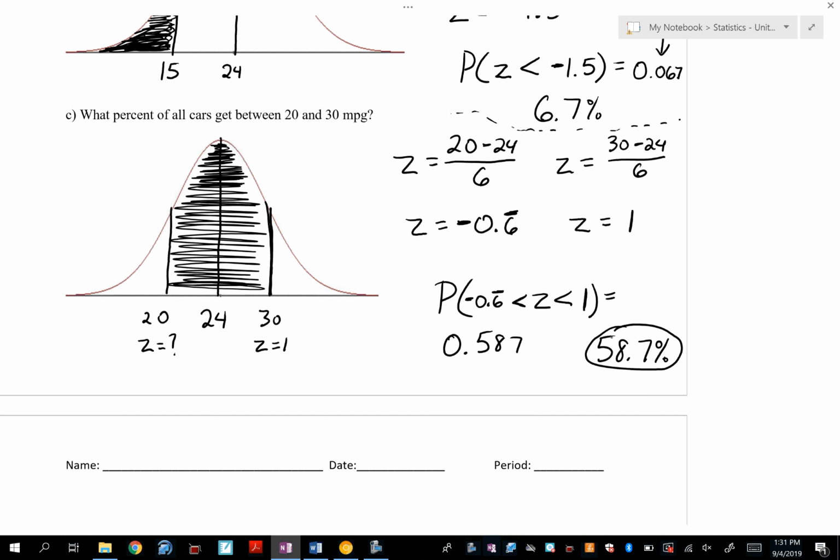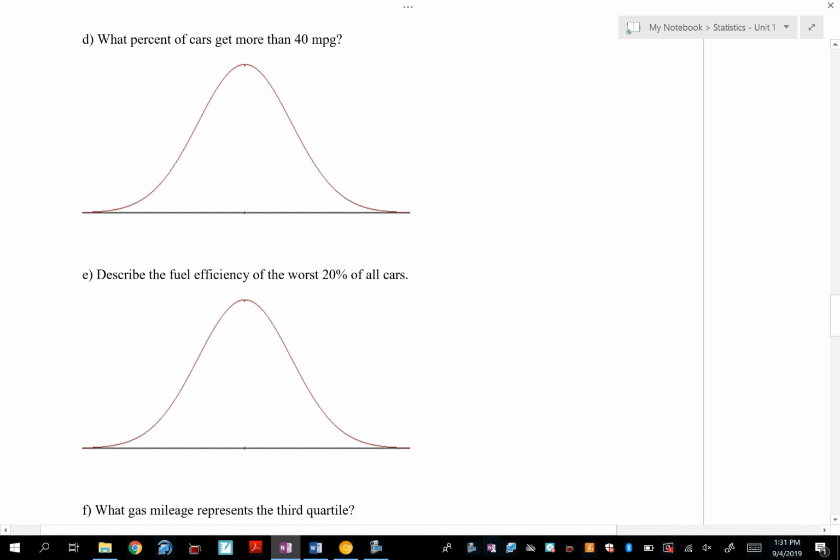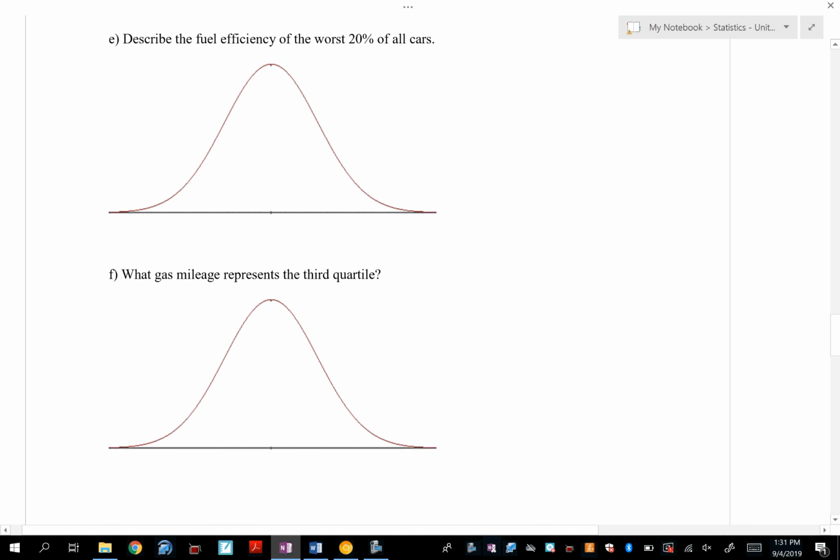Okay, awesome. All right, let's see where I want to go because I've got like 10-ish minutes. I want to try a couple of different ones. I'm not going to do D, so you can do this one on your own if you like. This is really similar to B, but now you're shading for more than 40, so you'd be shading to the right. To the right. Okay?